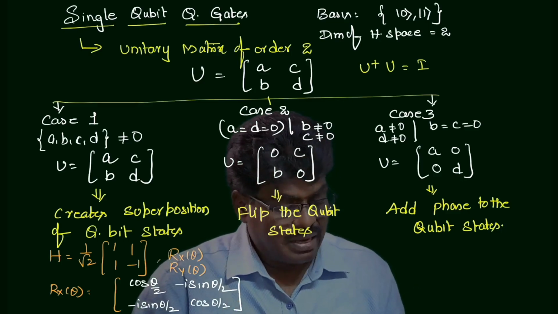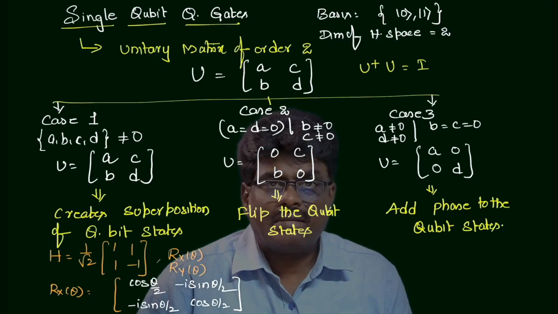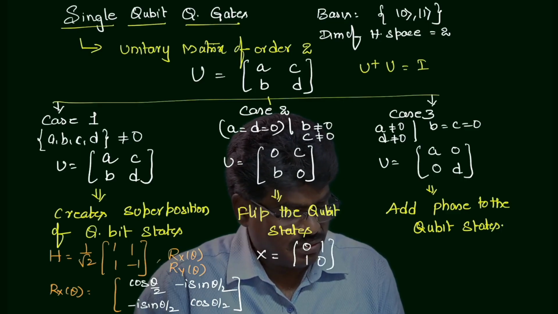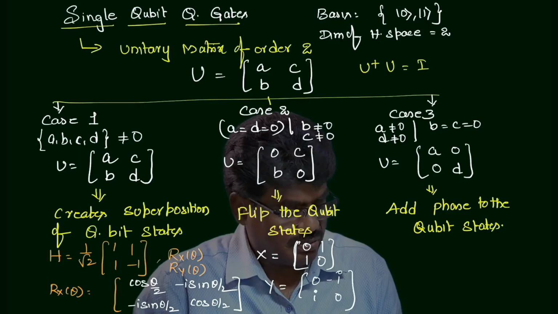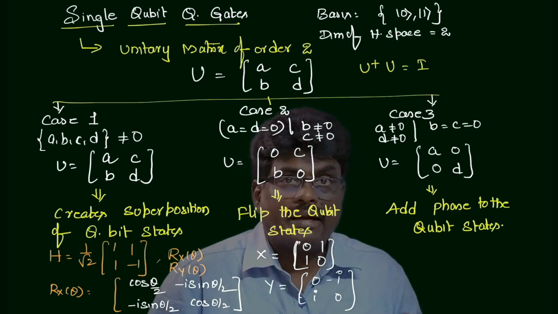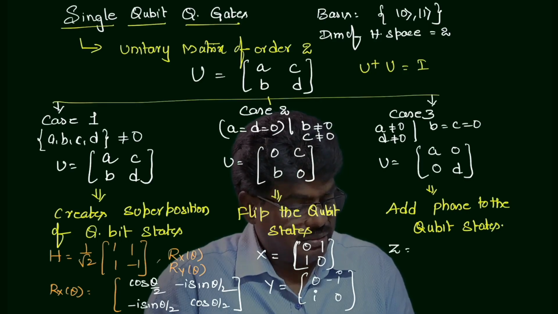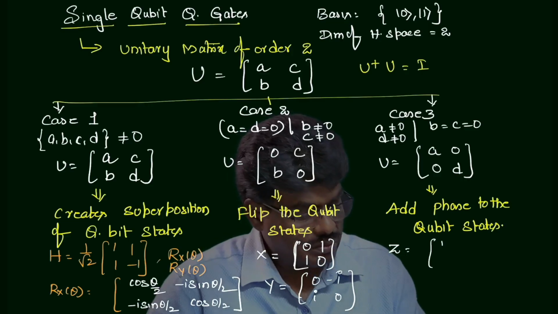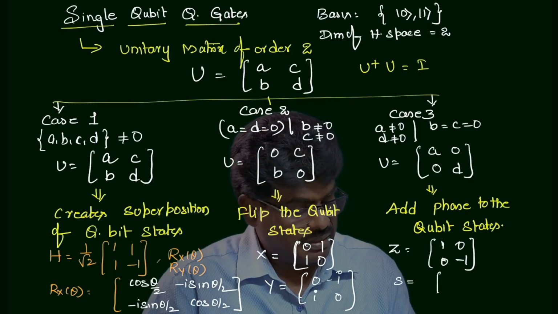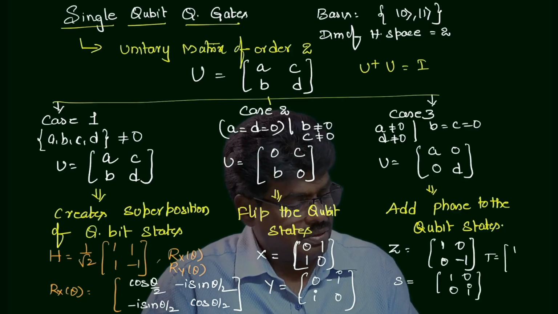And here are the case 2 examples, where the diagonal elements are 0 and the off-diagonal elements are non-zero. Here we have the Pauli X matrix, that is 0 1 1 0, and the Pauli Y matrix, this is 0 minus i, i 0. And for case 3, we can take gates which add a phase to the qubit states. I can take the Pauli Z matrix, which is 1 0 0 minus 1, and the S matrix, that is 1 0 0 i, and T, that is 1 0 0 e power i pi by 4.